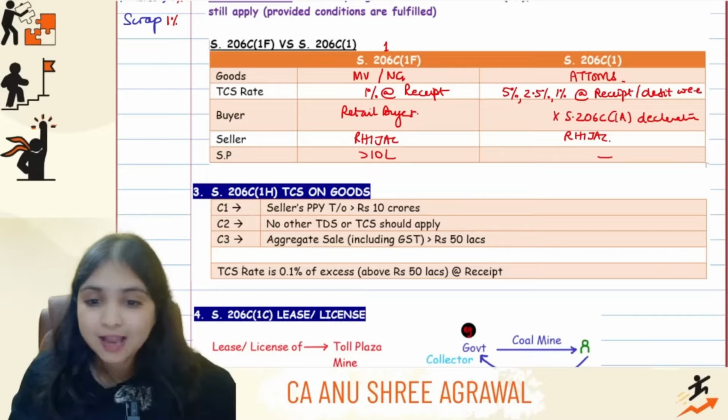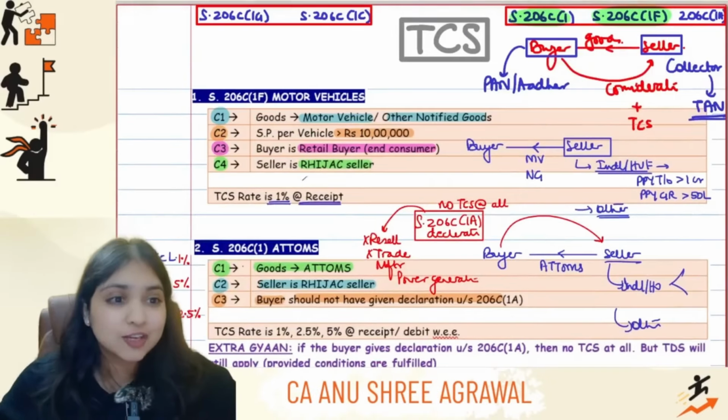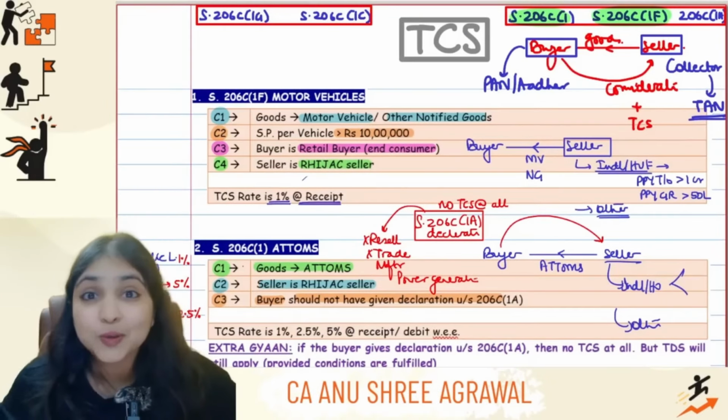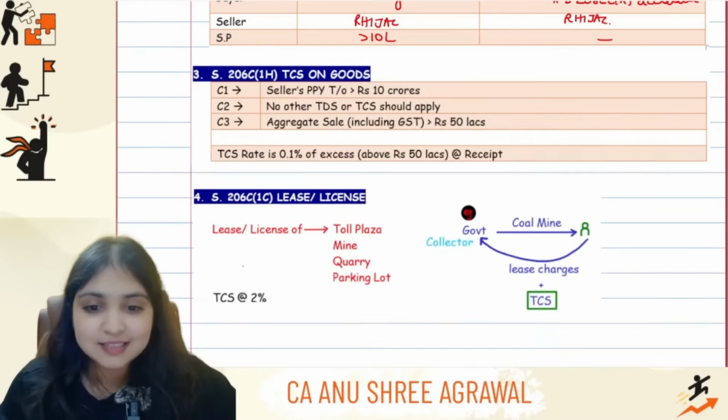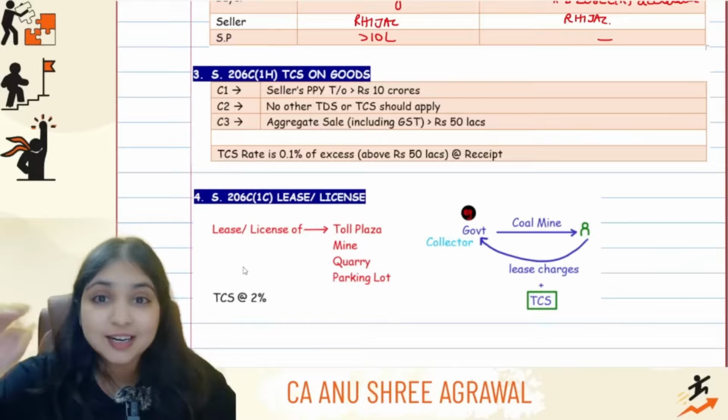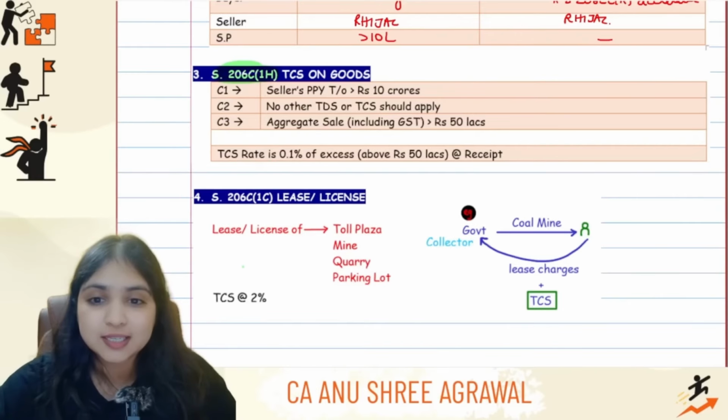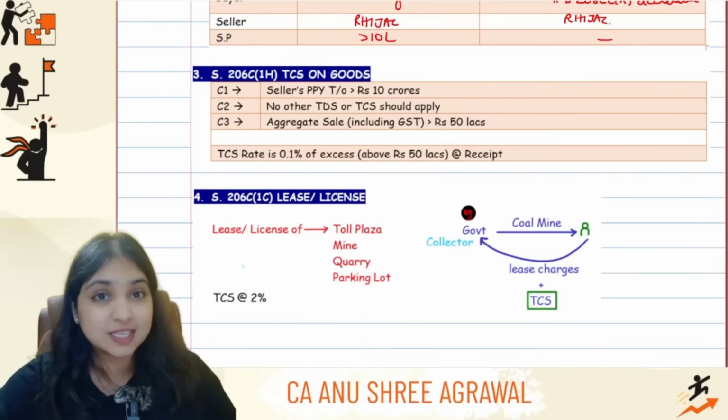Okay, now I am confident that you have nicely understood. So can I say the first two sections you will be able to handle in the examination? Yes, yes, yes. Come on, everybody. Let's go to the third TCS section now, 206C1H, which deals with TCS on goods.